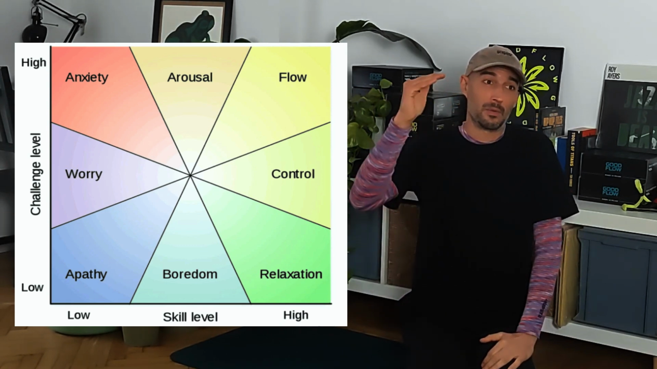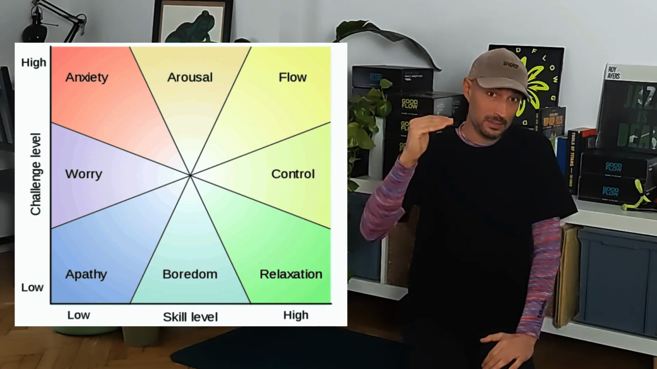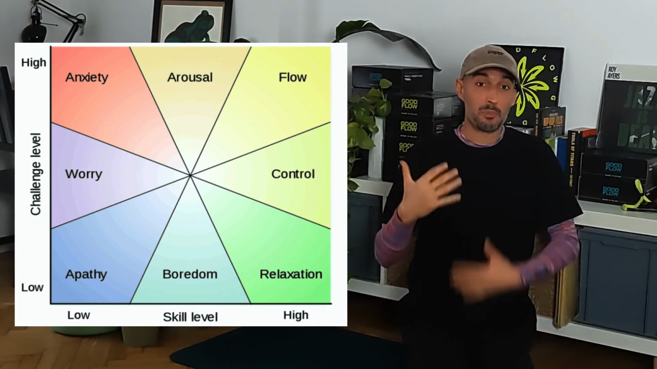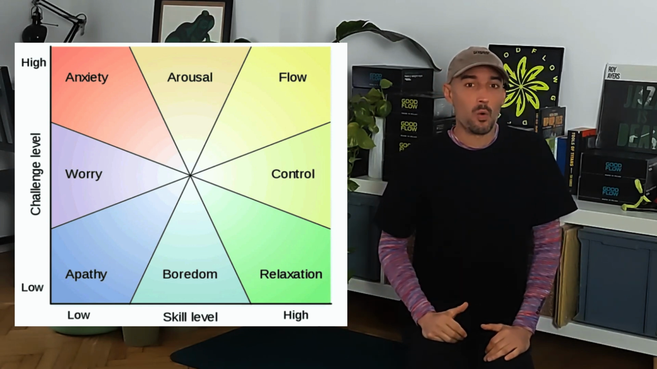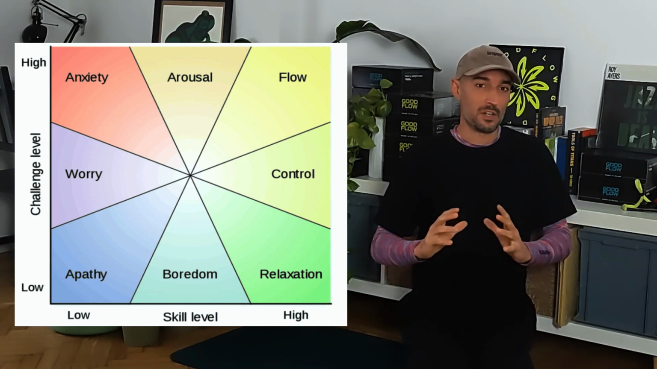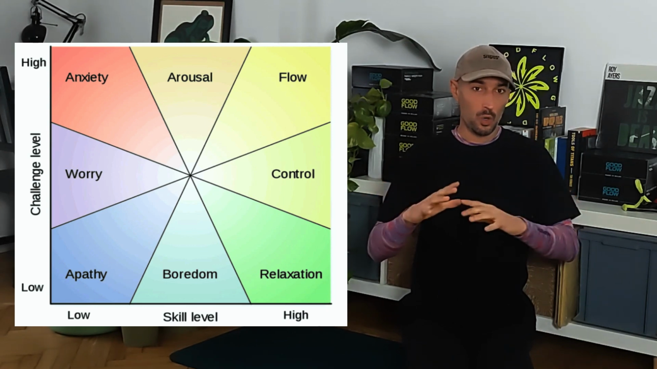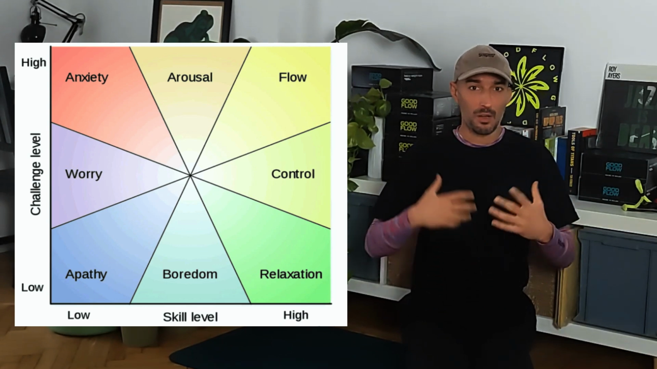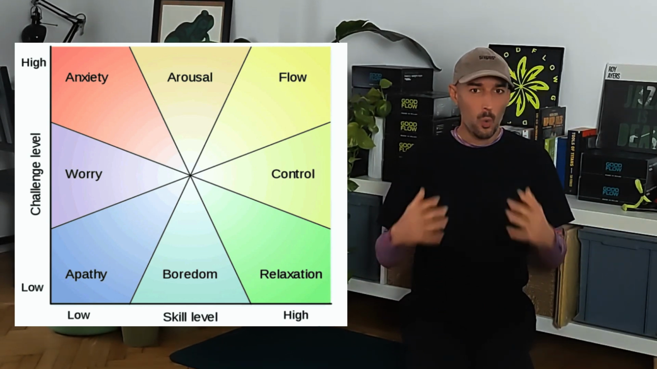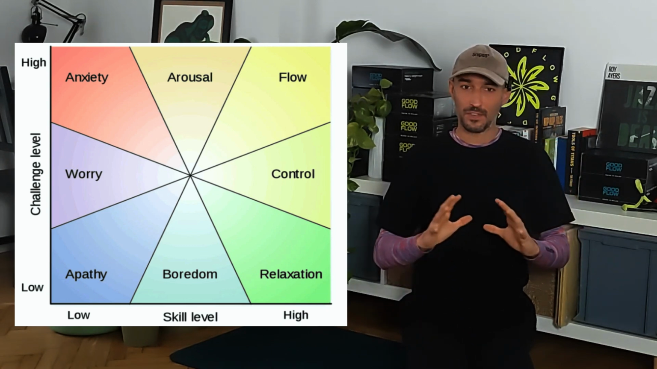Now we can go a little bit lower, so we can regress the challenge and practice more on the skill level. Now we finally start feeling control, because we have a lot of skills. Our body did a lot of reps. We really know what to do, and the challenge is not so high. So we feel in control.